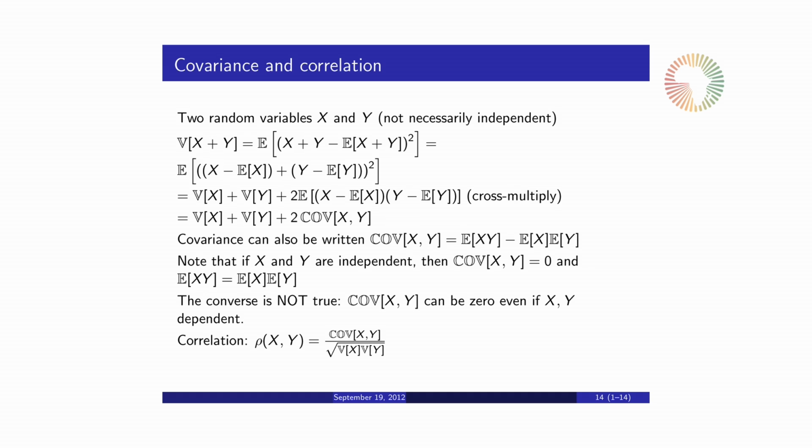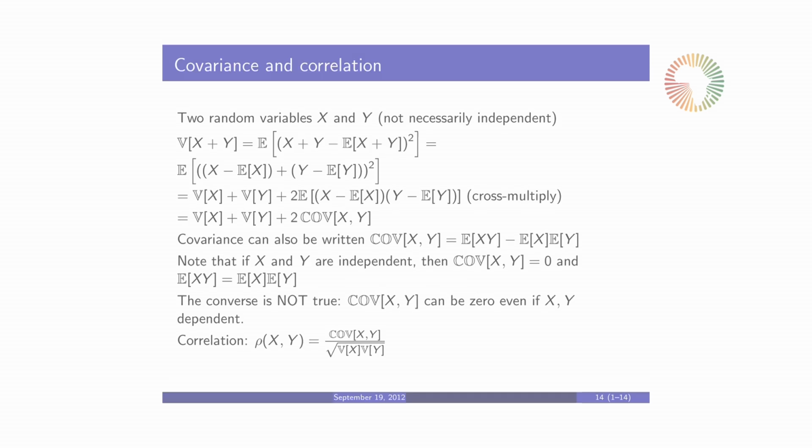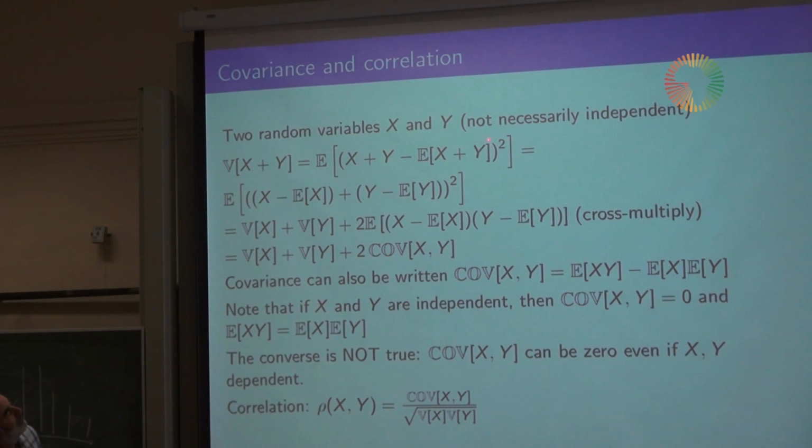What happens if we have two random variables, x and y, not necessarily independent? Now, the variance of x plus y is just the expectation of x plus y minus the expectation of x plus y, and the whole lot all squared. We can rearrange this to give this all squared, and then we multiply out the square, and the first bit, where we have expectation of the square of that, is just variance of x, and then we have a variance of y. But then we got the cross product terms, and we end up with this thing.